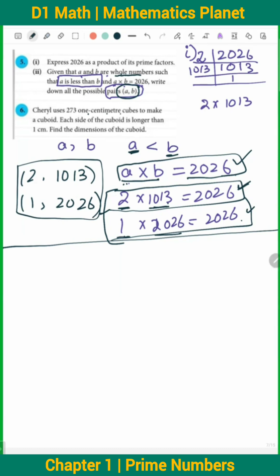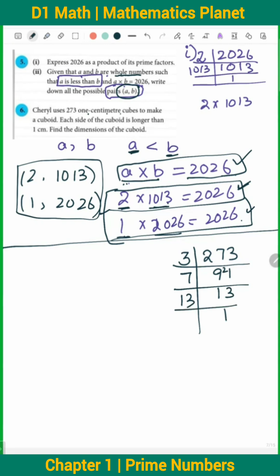Okay, let's do the prime factorization for 273. Starting with 3. 3 into 91 will be... 3 9s are 27. Okay, next we can do it with the table of 7. 7 times 1 is 7, 7 times 3 is 21, and 7 times 13 is 91.